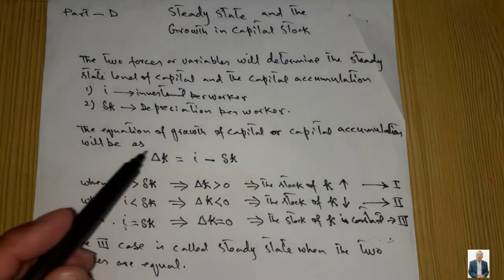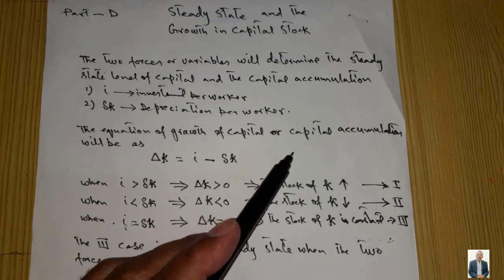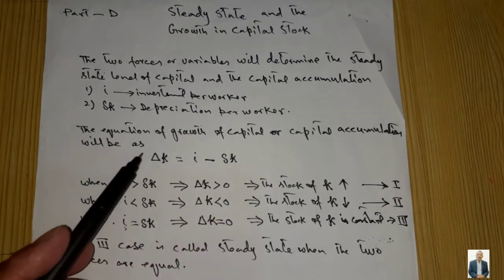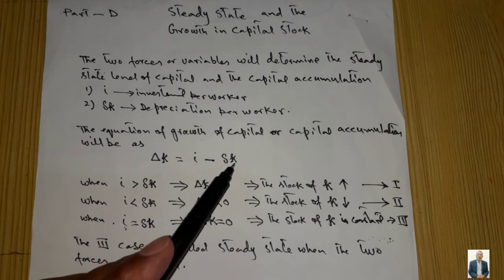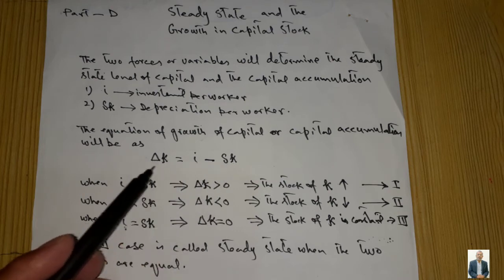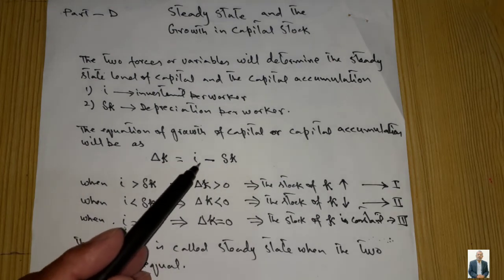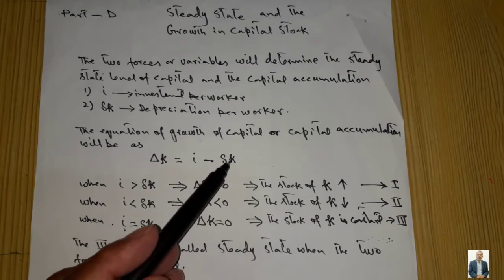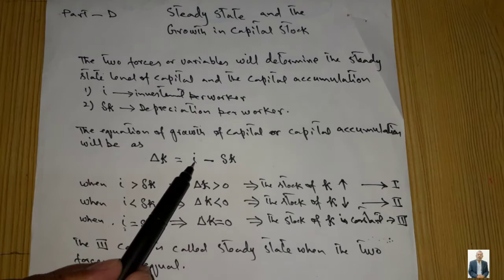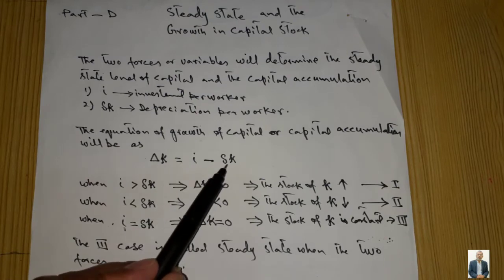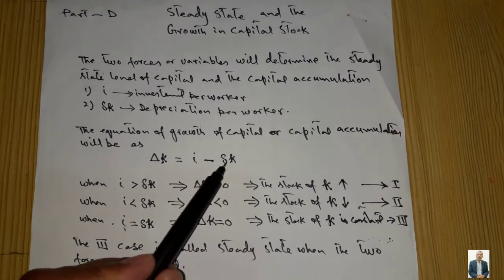The equation of growth of capital, or capital accumulation, can be written as del K is equal to i minus delta K. Del K is the change in capital, i is the new investment per worker, and delta K is the depreciation per worker. One force increases the capital stock, and the other force will reduce the capital stock.